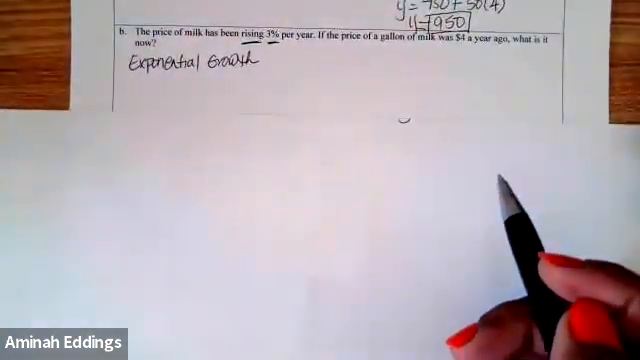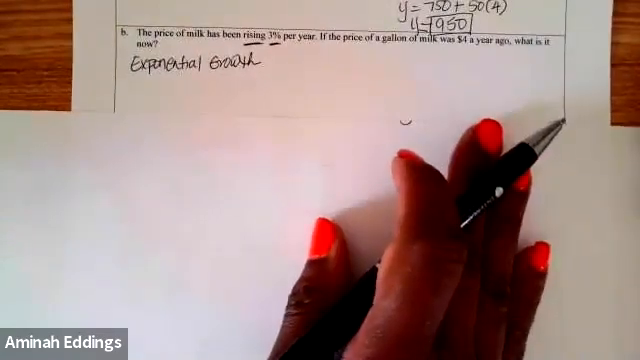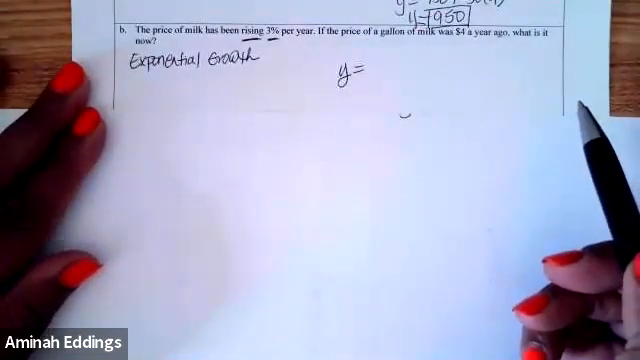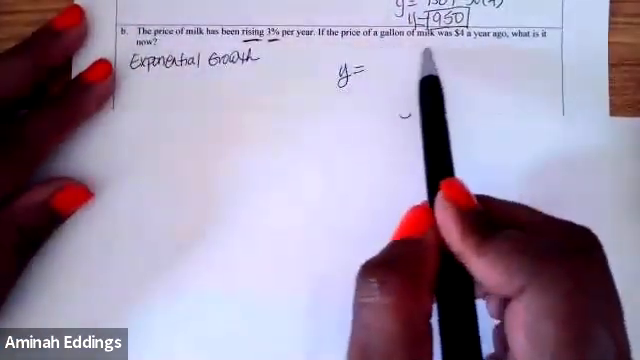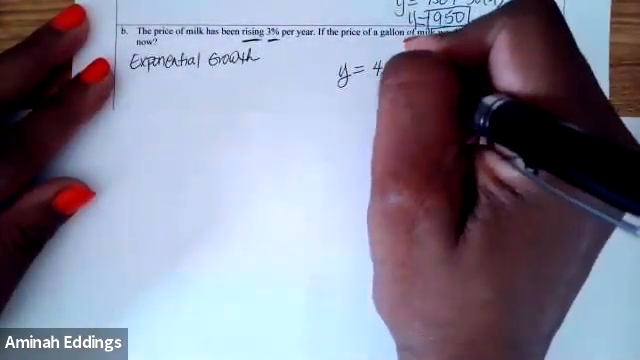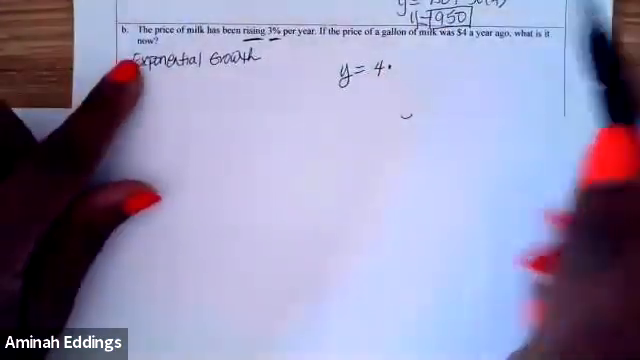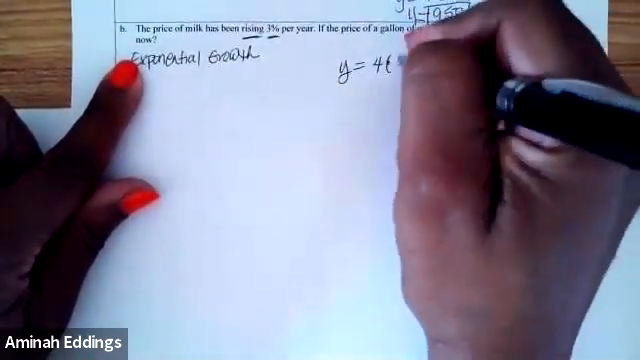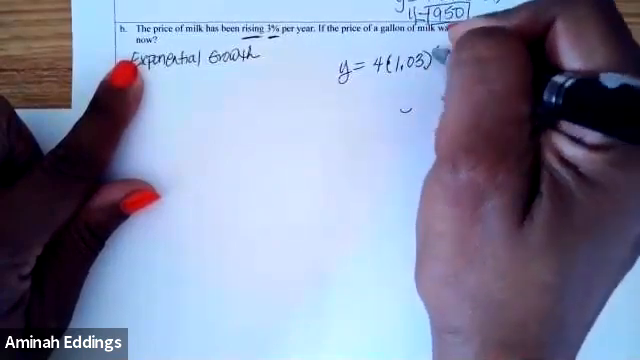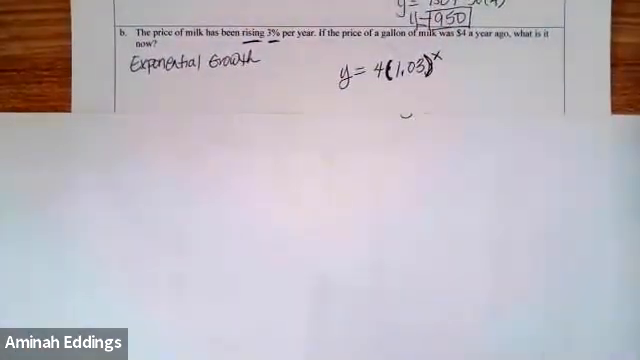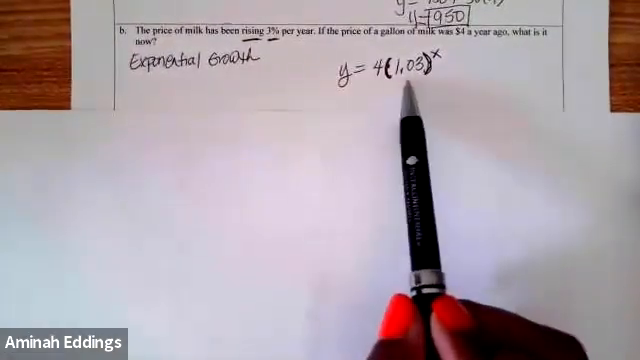Okay, so let's think about how this function is going to look. So y is equal to, what's our initial amount? The price of the milk was $4 a year ago. So that's our initial amount. So 4 times our percent is 3, so that's going to be 1.03 to the x power. And I just put parentheses to represent my multiplication. Okay. Any questions on where the function is coming from?